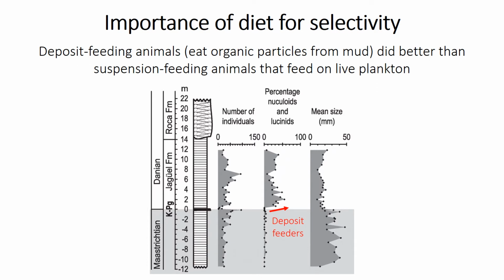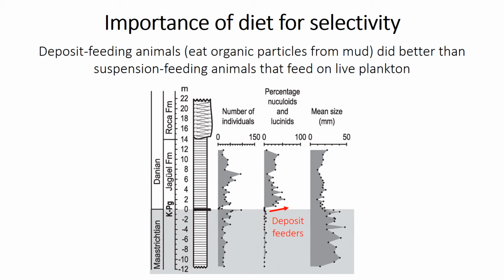If we zoom in on particular animals, such as clams, we can get some more clues from this. Among clams, there are ones that eat the mud to extract organic particles out of it. This is a process called deposit feeding. And there are clams that are called suspension feeders that filter water and extract live plankton from it. And so the deposit feeders did better than the suspension feeders at this extinction, in clams and in other groups too. And that's what this figure shows here.